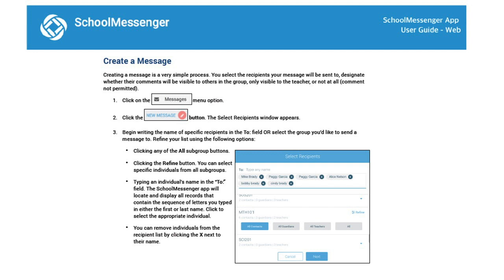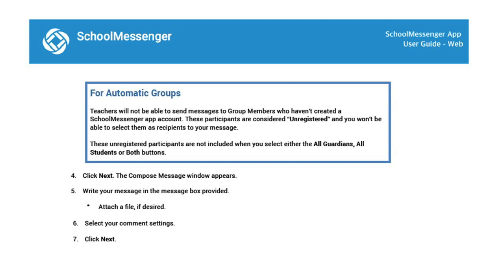The School Messenger app will locate and display all records that contain the sequence of letters you typed in either the first or last name. Click to select the appropriate individual. And you can also remove individuals from the recipient list by clicking the X next to their name. Then click Next, and the Compose Message window will appear.